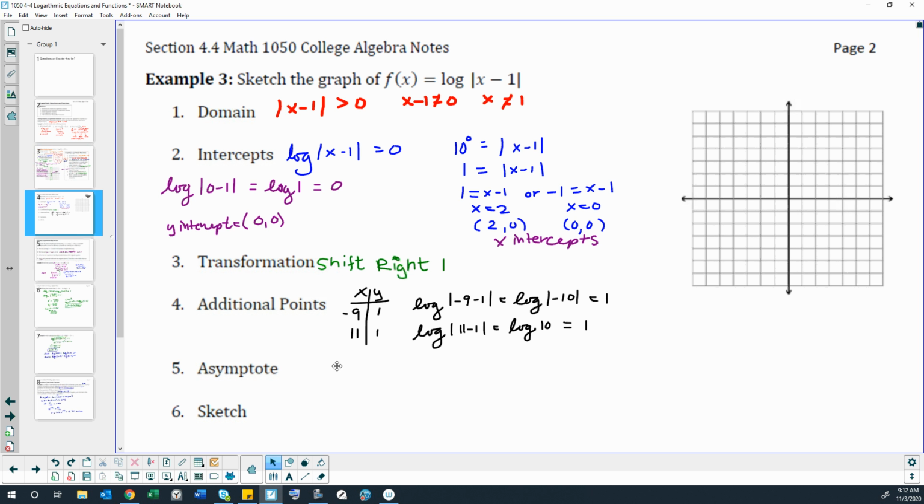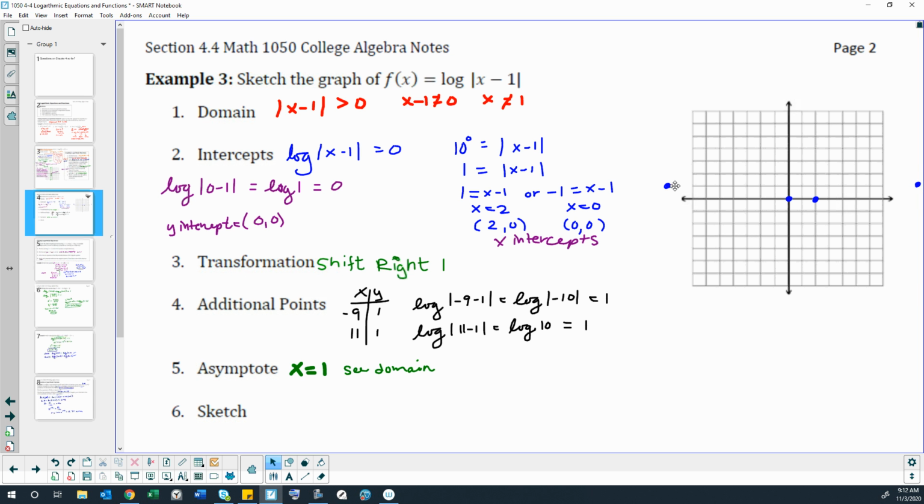So in case you didn't understand what I was saying, there's the work to find those 2 points. Okay, last, we've kind of already talked about the asymptote. X can't equal 1, and the transformation is shifting to the right 1. That all points to the asymptote, which is going to be at x equals 1. Let's go ahead and take everything we know and put it on our picture. So we've got our x-intercepts at 0, 0, and 2, 0. We've got a point at negative 9, 1. We've got a point at positive 11, 1.